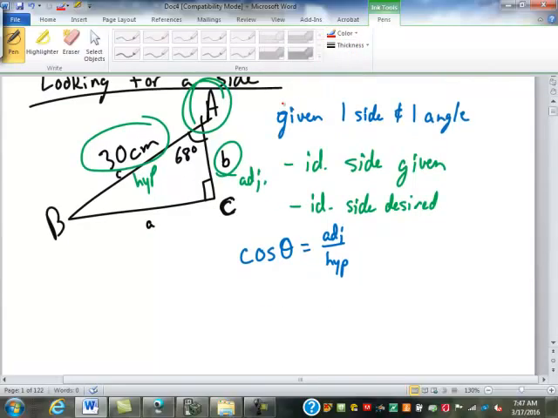So now we're going to fill in. In this case, we know the angle. The angle is 68 degrees. The adjacent side is B. That's what we're looking for. The hypotenuse is 30 centimeters.